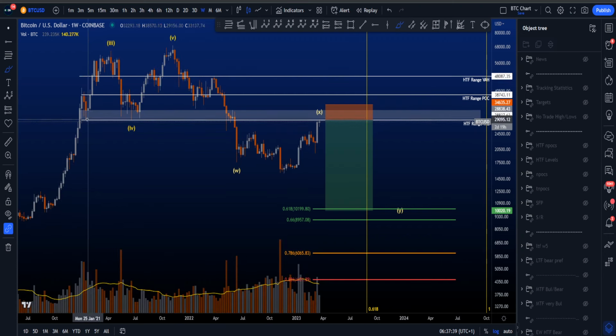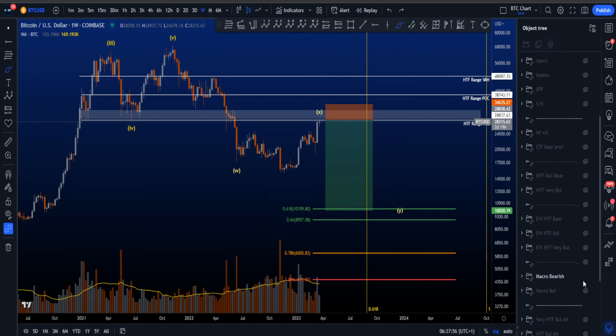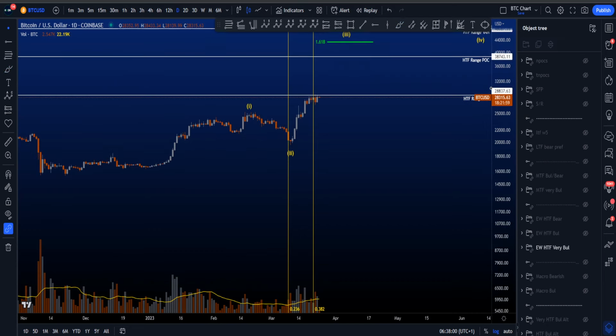We are at an important area as this is a support resistance area over here. We have a weekly order block and a high time frame range value area low that we have touched twice now. So that is a quite important area. Potential trading setup is to enter shorts in this area, stop loss safely above and then trading it to the downside.